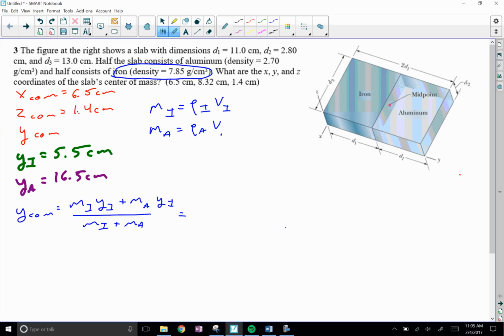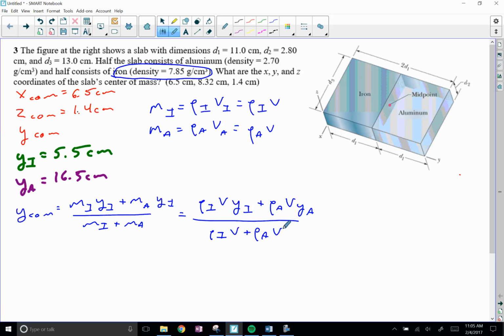But notice that the volume of iron and the volume of aluminum are equal, because the block of iron and the block of aluminum have the same length, width, and height. So I'm going to replace the volumes with just V, as in the volume of half of this whole shape. Watch what happens. I replace the mass of iron with the volume times the density. So this becomes the density of iron times the volume times the y position of the iron, plus the density of the aluminum times the volume times the y position of the aluminum, all over the density of iron times the volume plus the density of aluminum times the volume.